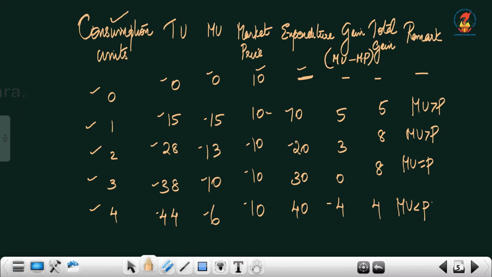Then again 10, 20, 30, 40. Then comes the gain: 5, 3, 0, minus 4. Total gain: 5, 8, 8, 4. Then comes remark. Okay. Now, let me introduce each and everything for you. Consumption units. Now, let us explain this with the help of an example.